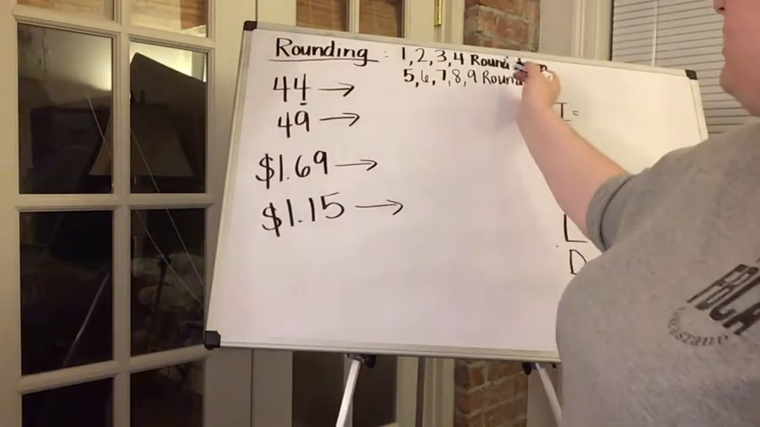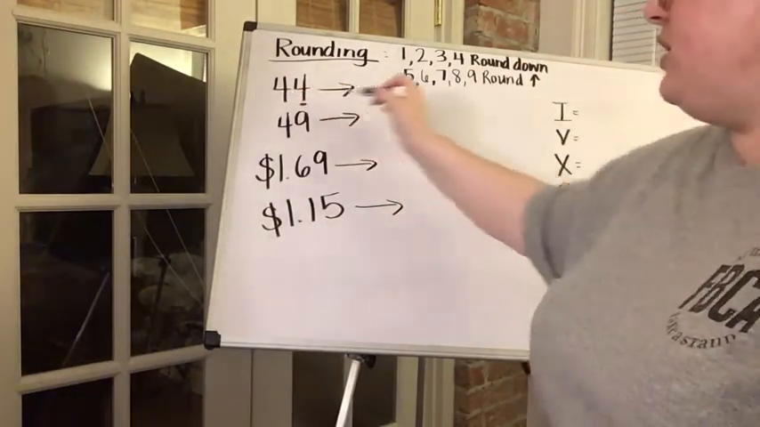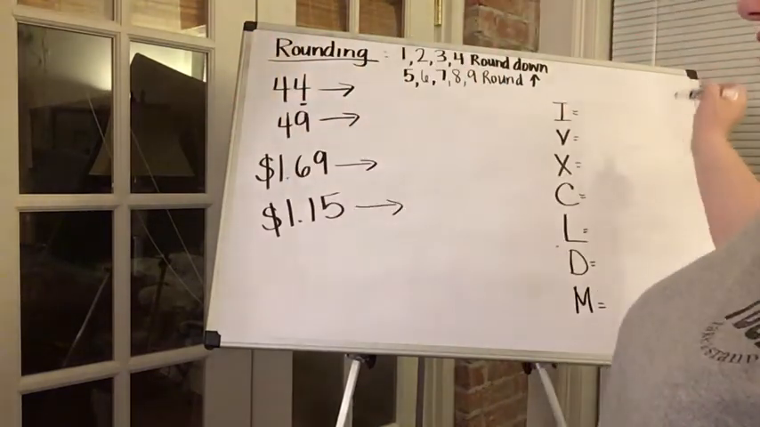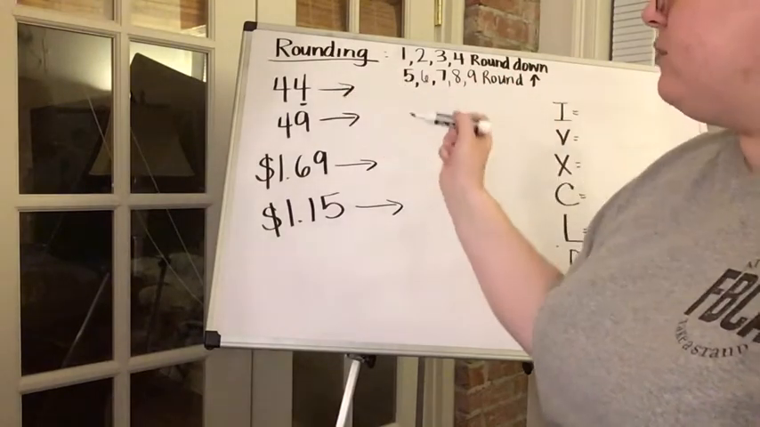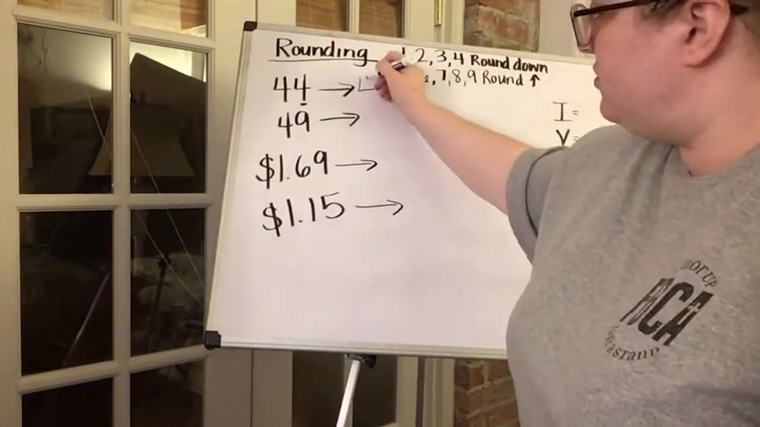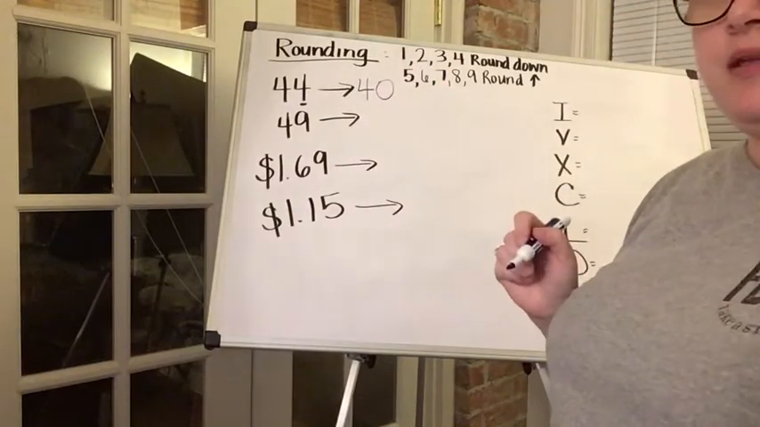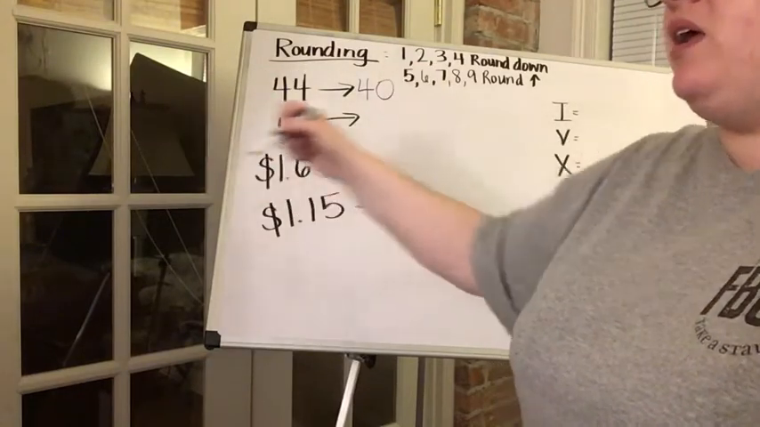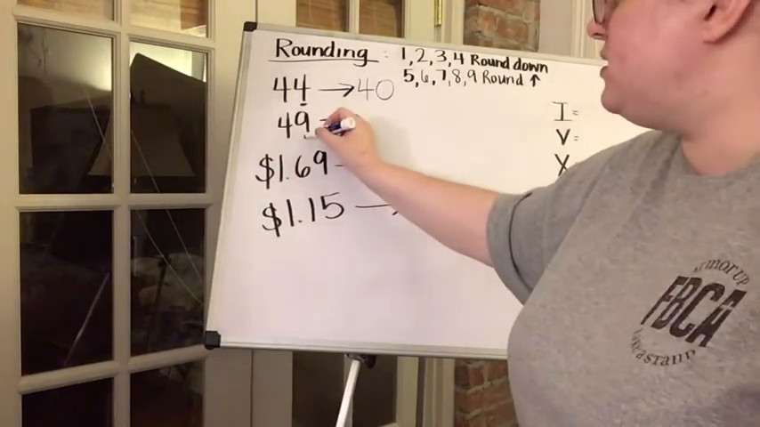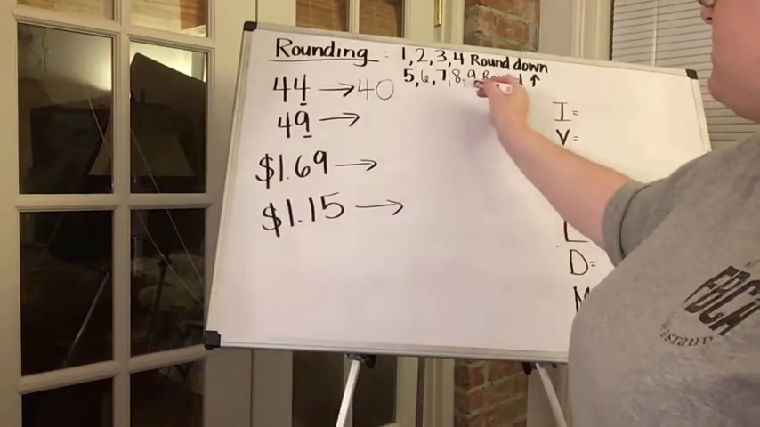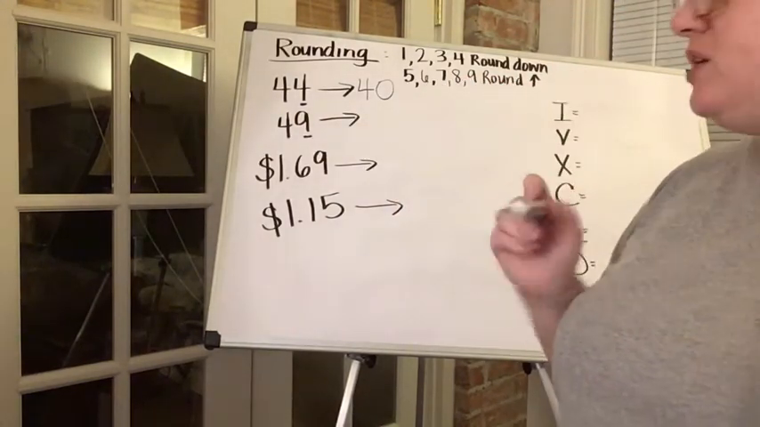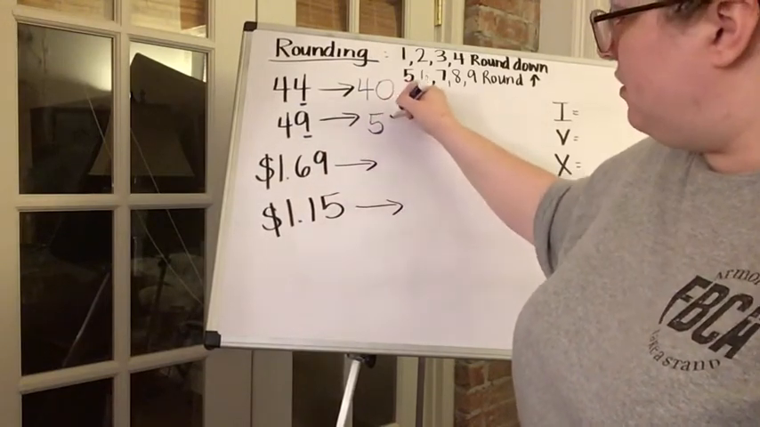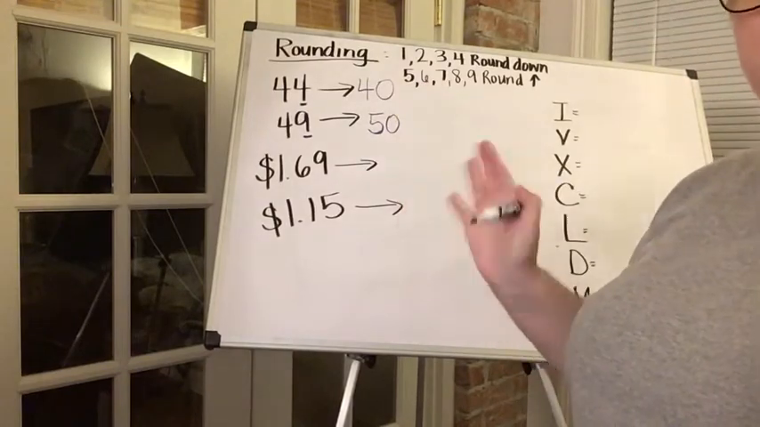It's a 4. So it says round down. Well, think on a number line where 44 would be. It's between 40 and 50. So since it ends in a 4, we're going to round down to 40. Okay? Same with this number, number 49. I want you to think on a number line, 40 and 50. And also look at this last number, number 9. 5, 6, 7, 8, 9, round up to the number that ends with the 0. So this number is not going to round to 40. It's going to round to 50. Okay, that's pretty easy.